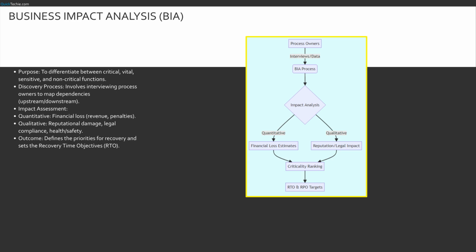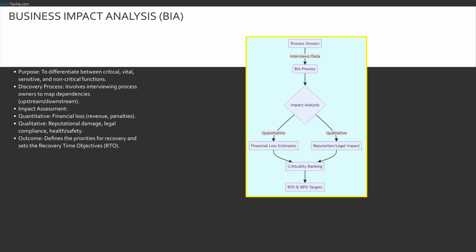The Business Impact Analysis, or BIA, is the heart of continuity planning. You cannot protect everything. You don't have the budget. The BIA tells you what must be saved. We categorize processes. Critical means immediate revenue loss or safety risk. Non-critical can wait weeks. We use two lenses. Quantitative. How much money do we lose per hour? And qualitative. Will our brand reputation be destroyed?